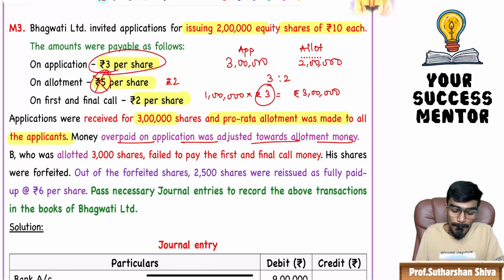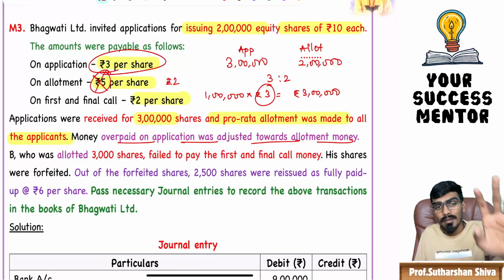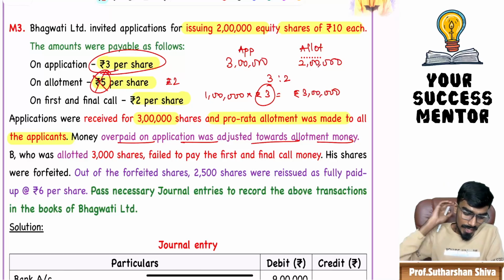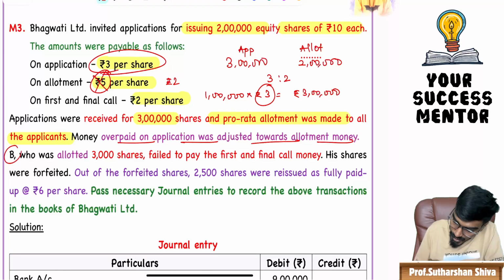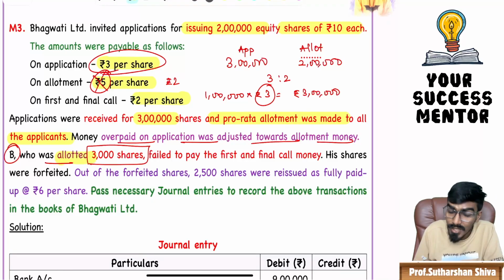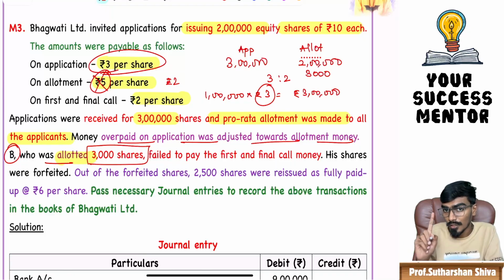Why 2 rupees? Because 3 rupees has already been paid by him. Correct? Yes, sir. So hereafter B, who was allotted 3000 shares. Wait, what is the word given? Allotted is the word given. The word given is allotted, not applied. So if the word given is allotted, he was allotted 3000.